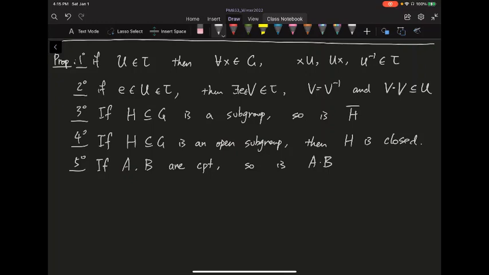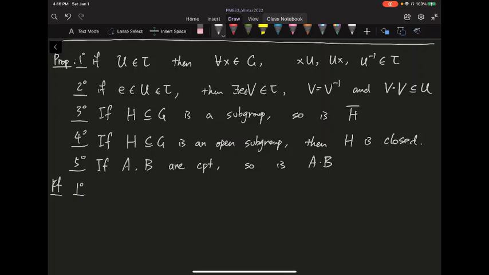and V dot V is inside U again. And thirdly, if you have any subgroup, okay, you can close it up. The closure is also a subgroup, okay? And the fourth one says if you have an open subgroup, then it has to be closed, okay? So basically every open subgroup is also clopen. And finally, if you have two compact subsets, then if you take their product, A dot B, it's also compact, okay? So let me just briefly go over these proofs.